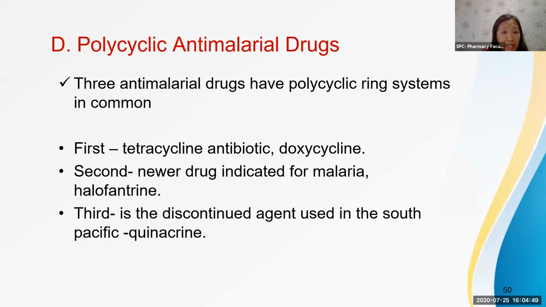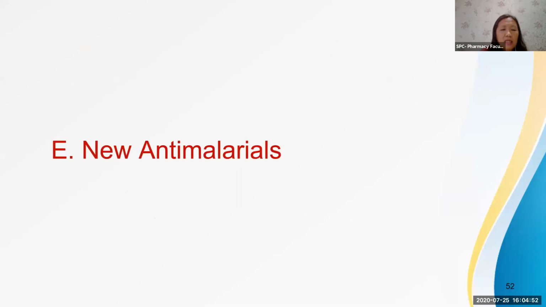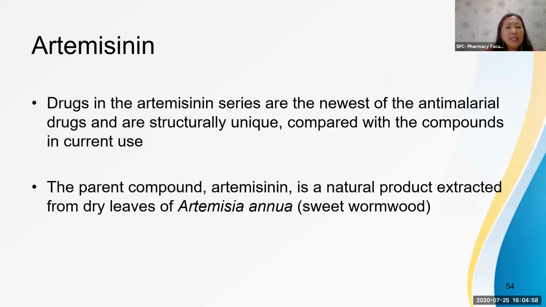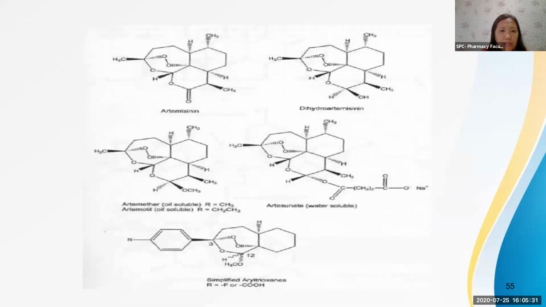Then polycyclic antimalarial drugs, your doxycycline. And the new antimalarials, we have fosmidomycin, artemisinin. This is the newest. So artemisinin is a natural product extracted from dry leaves of Artemisia annua. Kaya nga sinat artemisinin. In Chinese medicine, the leaves of Artemisia have been used long ago, dugay na kaayo, kasi kung may mag-fever sila, kani ilang ginagamit. But later on, it was found out that it can be used for the fever related to malaria. So this is artemisinin, and this is the structure.